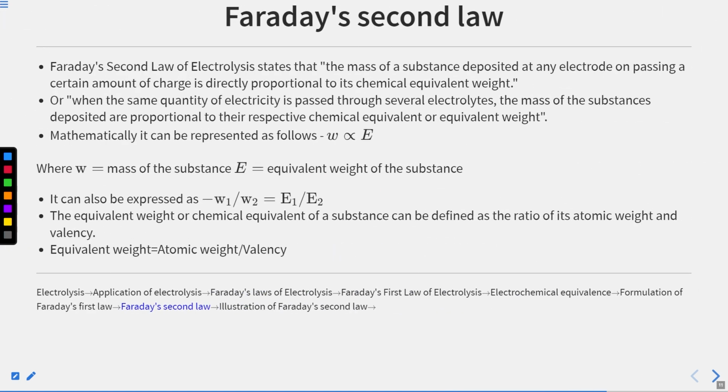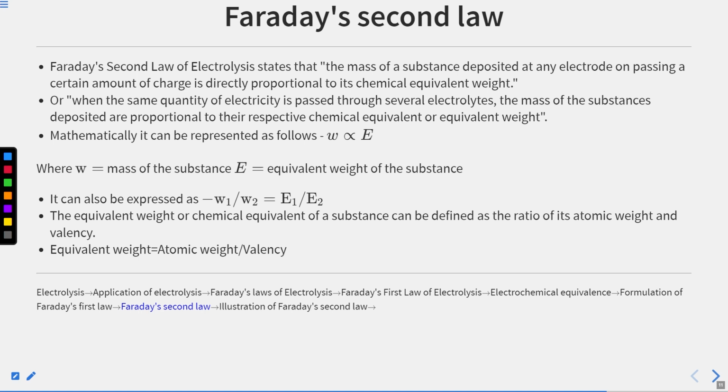Next is Faraday's second law. What does Faraday's second law suggest? It says that the mass of a substance deposited at an electrode on passing a certain amount of charge is directly proportional to its chemical equivalent weight. So suppose the mass of a substance deposited on an electrode is W, then it will be directly proportional to the chemical equivalent.